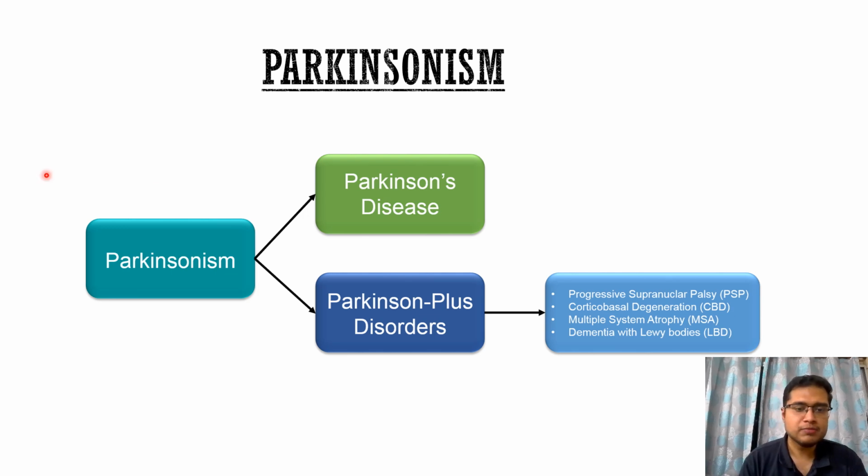So this is the spectrum of Parkinsonism, which includes Parkinson's disease, a classic Parkinson's disease, and Parkinson plus disorders, which include progressive supranuclear palsy, corticobasal degeneration, MSA, and dementia with Lewy bodies, where I have discussed PSP with you, which is the most common Parkinson plus disorder.